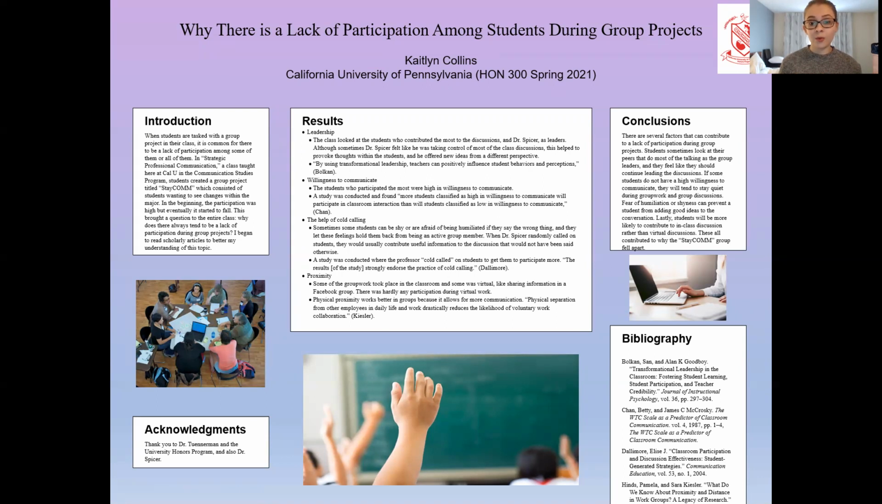And the one was that more students classified as high in willingness to communicate will participate in classroom interaction than will students classified as low in willingness to communicate. The second one is more of the total participation in a classroom will involve students classified as high in willingness to communicate than will involve students classified as low in willingness to communicate. So both of these hypotheses were found to be true.